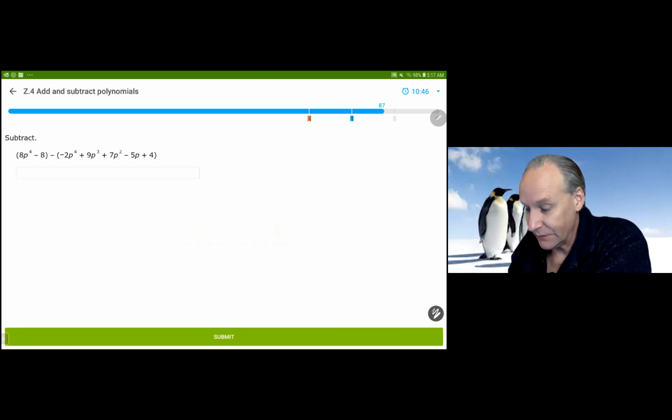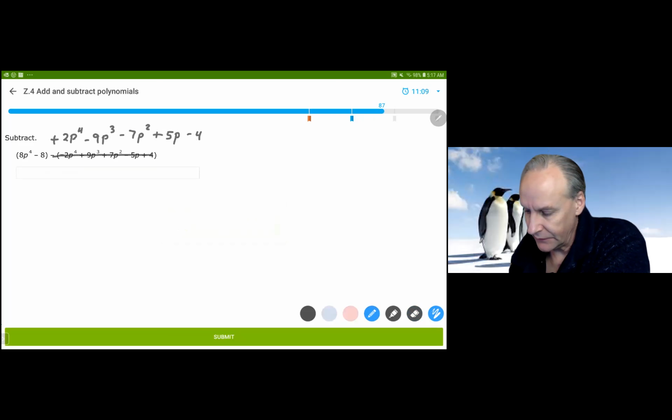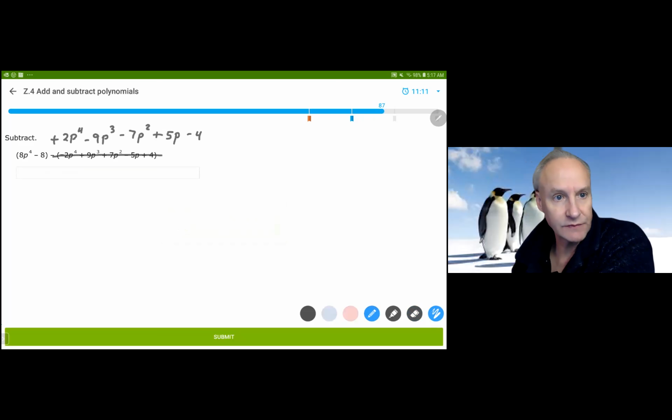This time we have to distribute that negative to everything. I think it's going to be a lot safer to write it. So I have a plus 2p to the fourth. I have a minus 9p to the third. I have a minus 7p squared. I have a plus 5p, and I have a minus 4. Notice I changed the sign of everything, and now I'm going to add the like terms together.